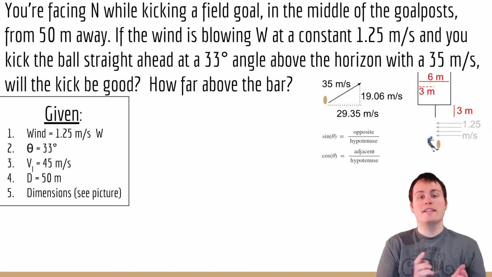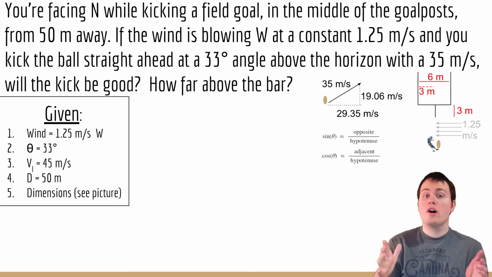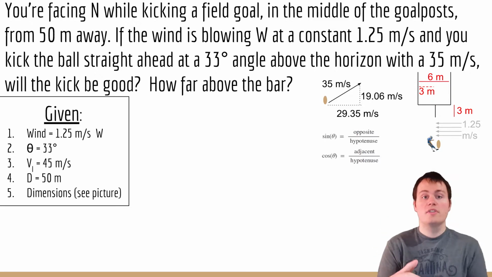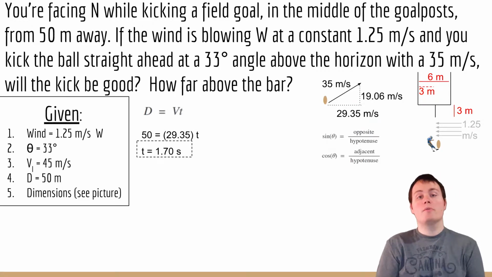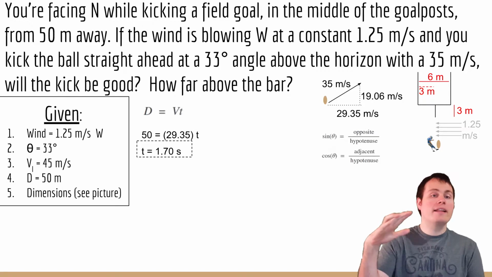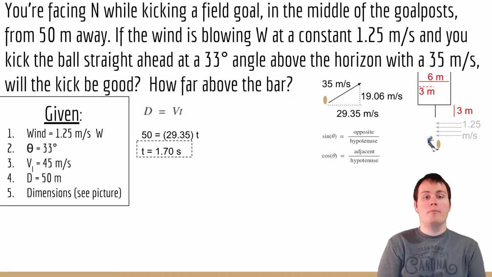So now that we have those x and y velocity components, we can use that to figure out how long it's going to take between when we kick the ball to when it's going to cross the goalposts. And we can do that using the simple distance is equal to velocity times time. And then we plug in what we know, and we solve for time, and time in this case is 1.7 seconds. Next thing we want to do with that 1.7 seconds is figure out how high in the air the ball is going to be at that point in time.